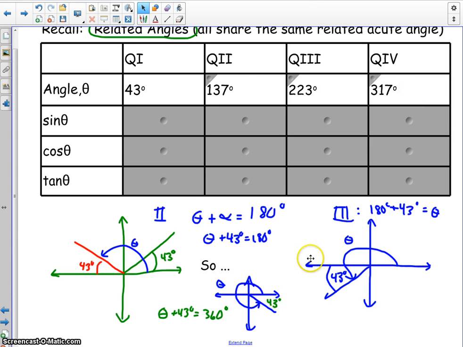It always helps to draw these out. I know it might seem kind of tedious to always be drawing out these angles on Cartesian planes, but having the visual can really help you see what these are, see the relationships, and not make a mistake when you're trying to solve for these.